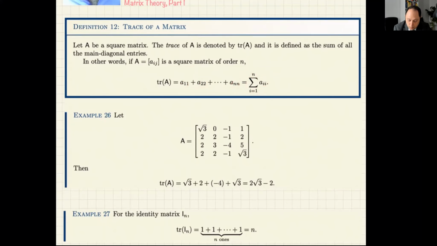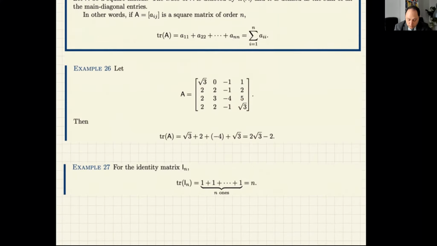So it's very simple. For example, if I give you this matrix and I ask you to calculate the trace, you just need to know the entries on the main diagonal and add them. Square root of 3, 2, minus 4, and square root of 3. I am adding these numbers. Square root of 3 plus square root of 3 is 2 square root of 3, and 2 minus 4 is minus 2. So this number that you see is called the trace of your matrix.